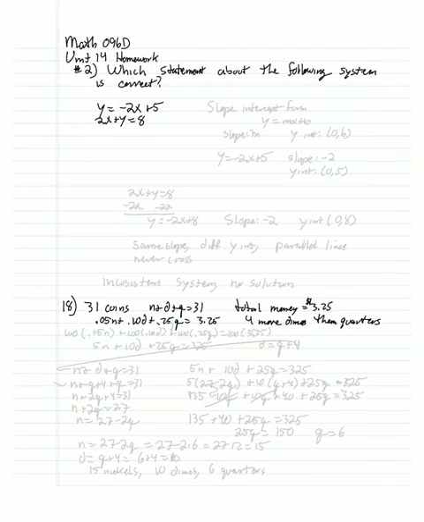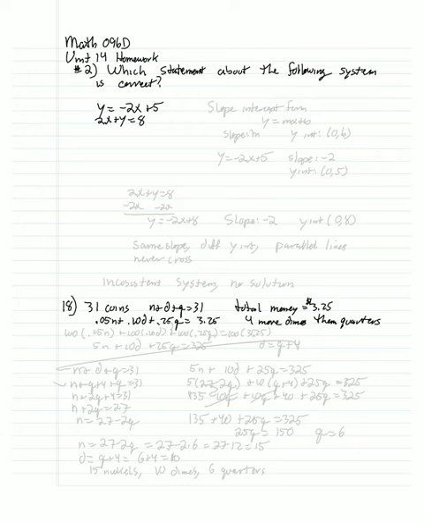Okay, number 2 from the Unit 14 homework has a question like this. It says, which statement about the following system is correct? y equals negative 2x plus 5, 2x plus y equals 8. So we want to know, is the system going to be consistent? Is it inconsistent? Is it dependent? What's going on? Well, the key to it is to have them both in slope-intercept form.